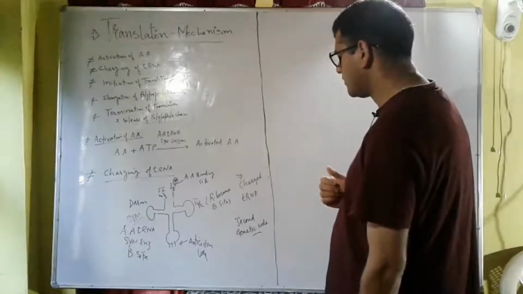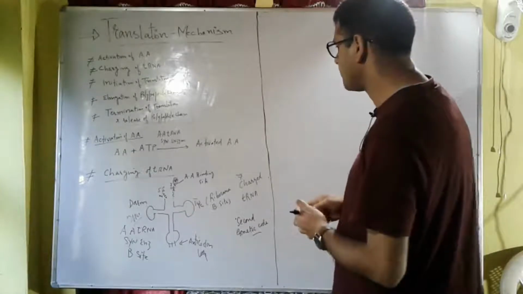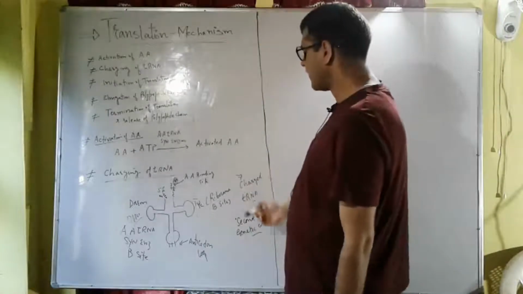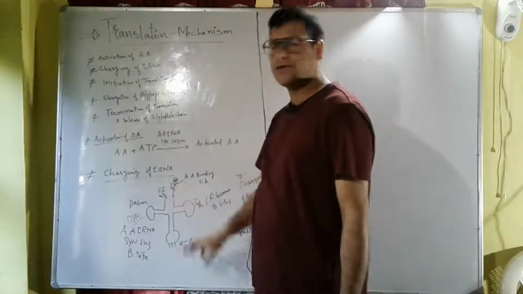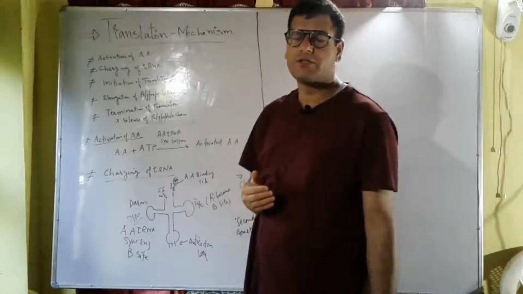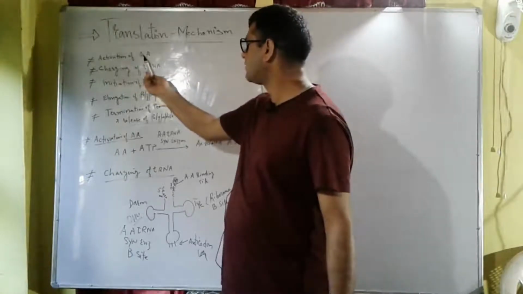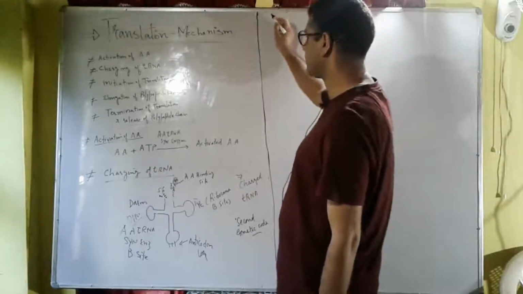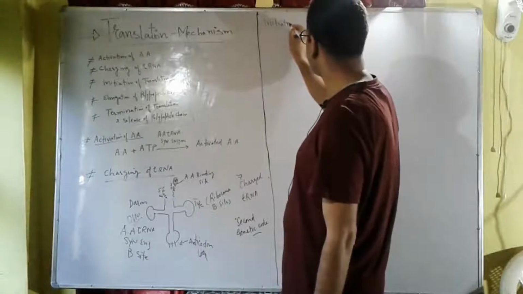This was regarding the charging of tRNA. Then the next step is this charged tRNA. This charged tRNA, having the amino acid loaded on it, will be taken to the ribosomes where the actual protein synthesis takes place. So the next step is, we have discussed activation of amino acid, charging of tRNA. Then third is initiation of translation.